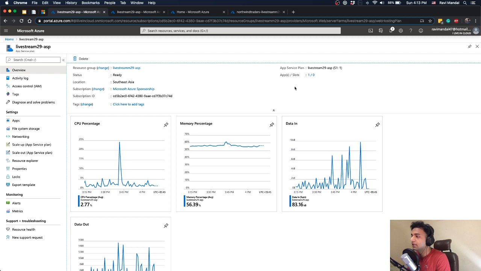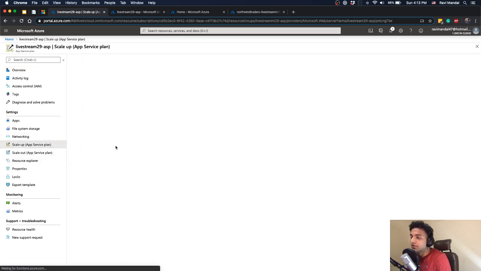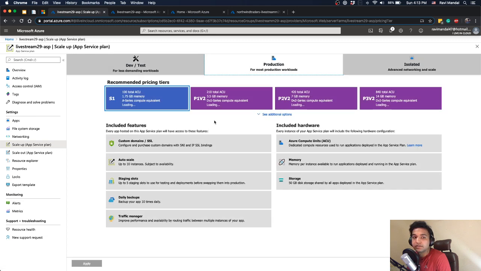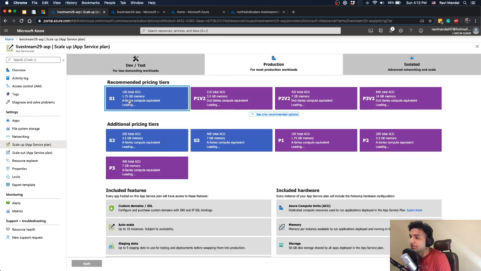So as you can see, this is an app service plan, and it has a certain compute resource that's been allocated to it. The pricing tier is a standard one, S1. That gives you 100 compute units, 1.75 GB of memory, and 75 GB of storage, and that will cost you $70 per month.